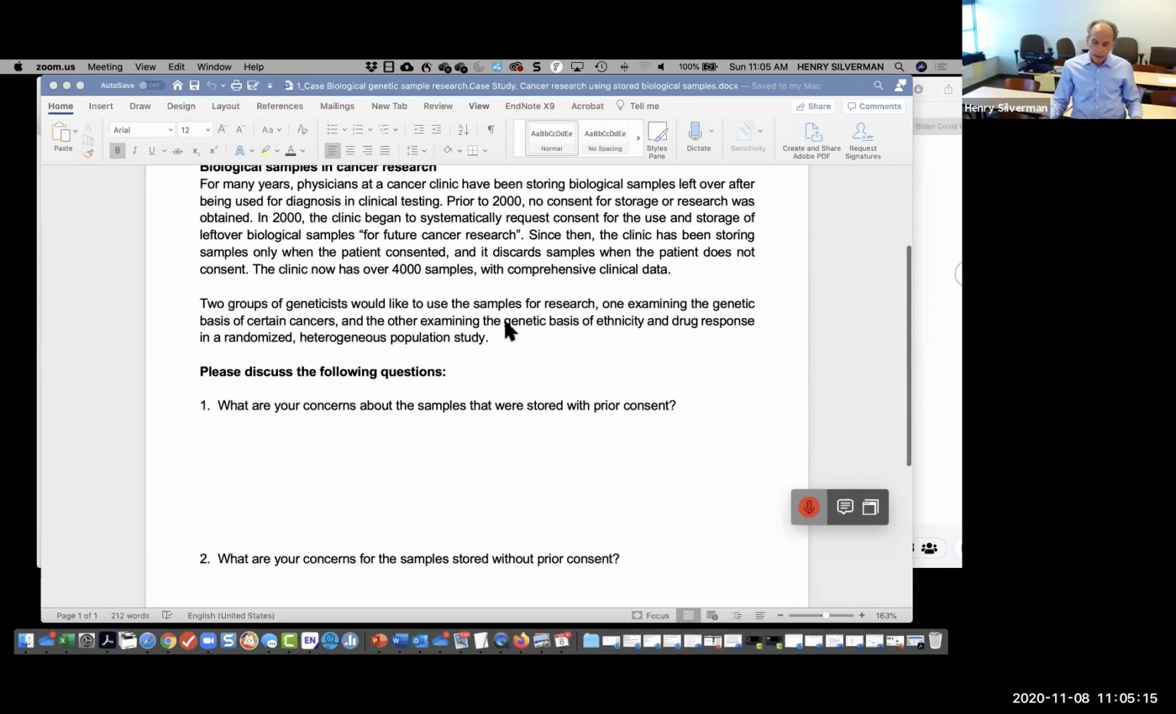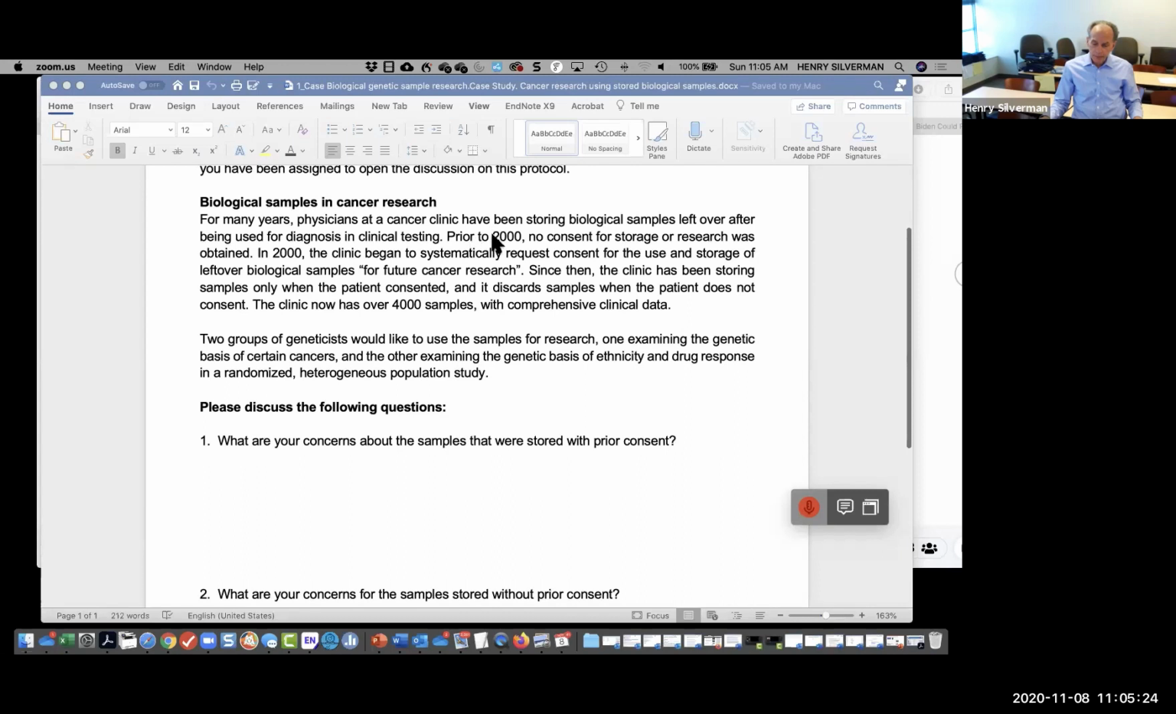Okay, so I agree the major issue is how broad was this initial consent? Also, even though it says here that prior to 2000, no consent for storage was obtained, they were storing it anyway. So you need the consent for storage, and you need consent for the secondary research, and it all involves what type of secondary research we're talking about. So I agree with your concerns.